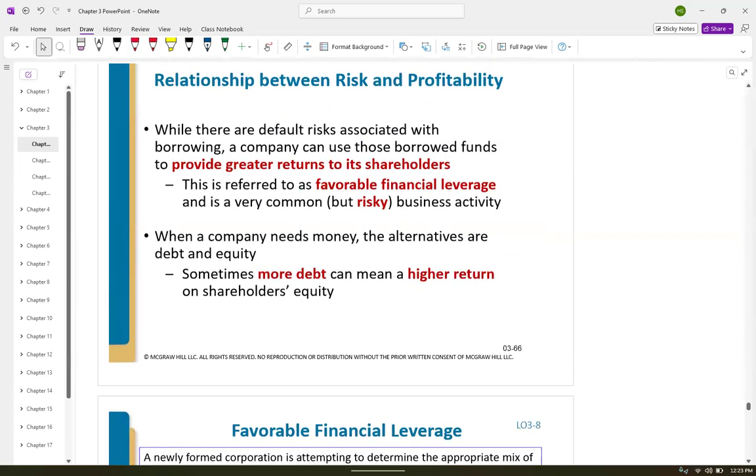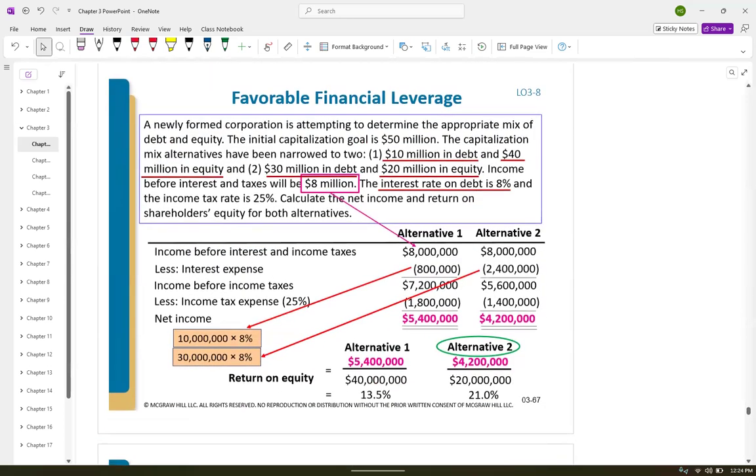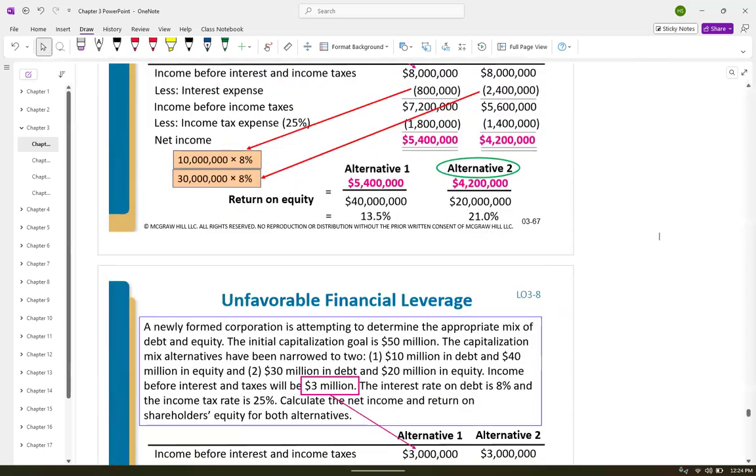The relationship between risk and profitability: usually, when things are risky, there is the chance for a higher return. More debt can mean a higher return on the shareholders' equity. We actually did a problem in financial management showing how issuing debt made earnings per share go up rather than issuing stock. And here's that thing called financial leverage. This is almost identical to the problem we did in financial management, and it shows the return on equity for both of these alternatives.